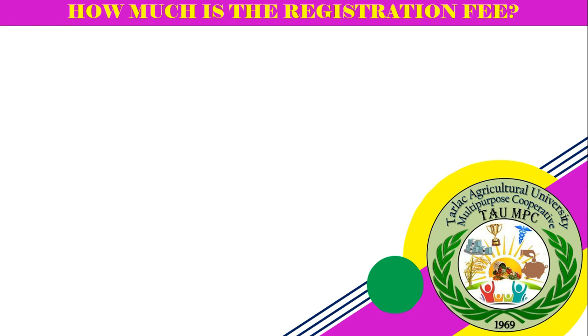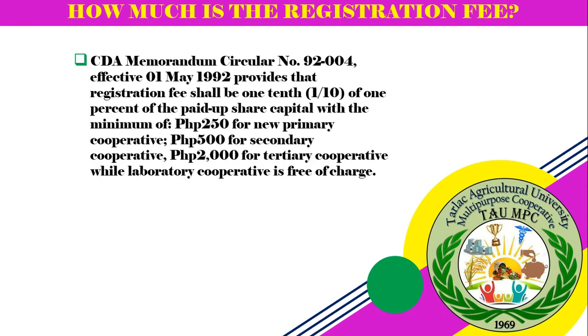How much is the registration fee? CDA Memorandum Circular Number 92-004, effective May 1, 1992, provides that the registration fee shall be 1/10 of 1% of the paid-up share capital with a minimum of 250 pesos for a new primary cooperative, 500 pesos for a secondary cooperative, 2,000 pesos for a tertiary cooperative, while a laboratory cooperative is free of charge.